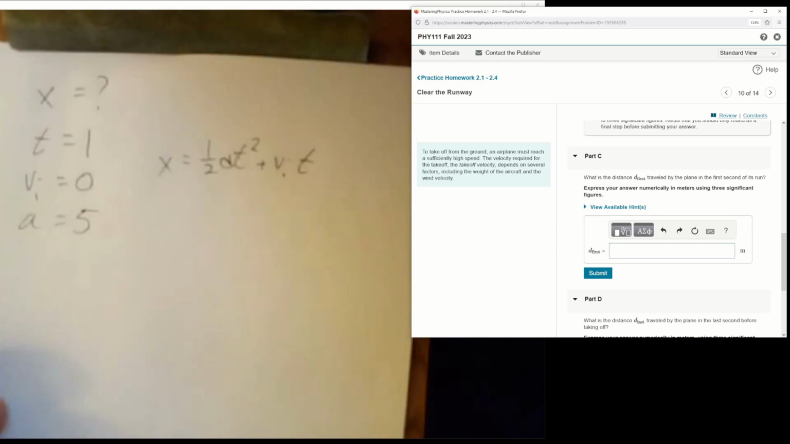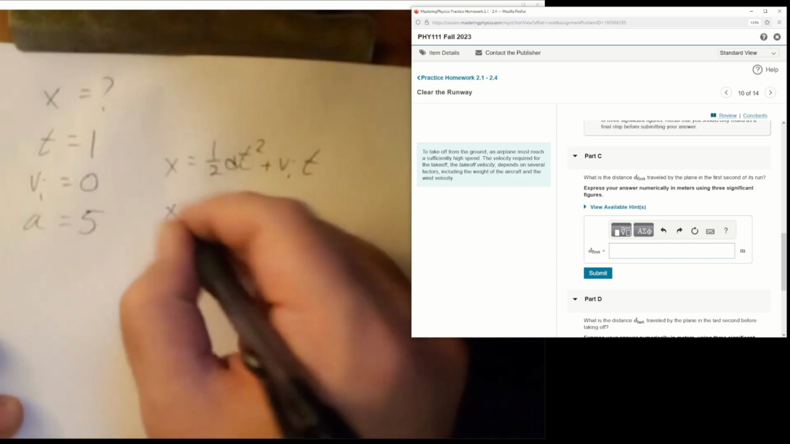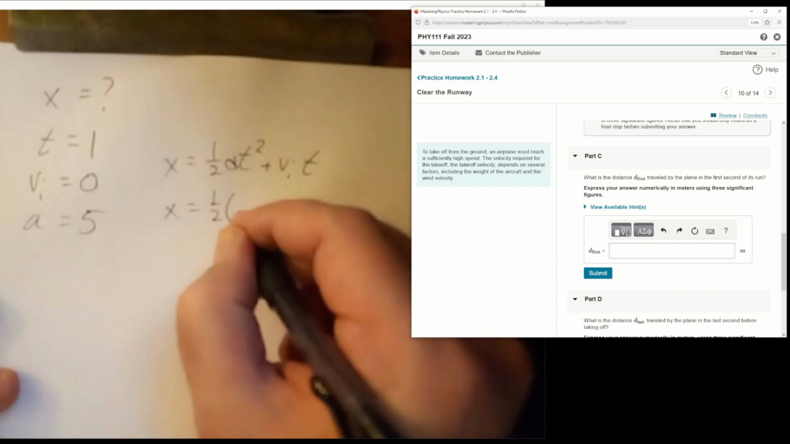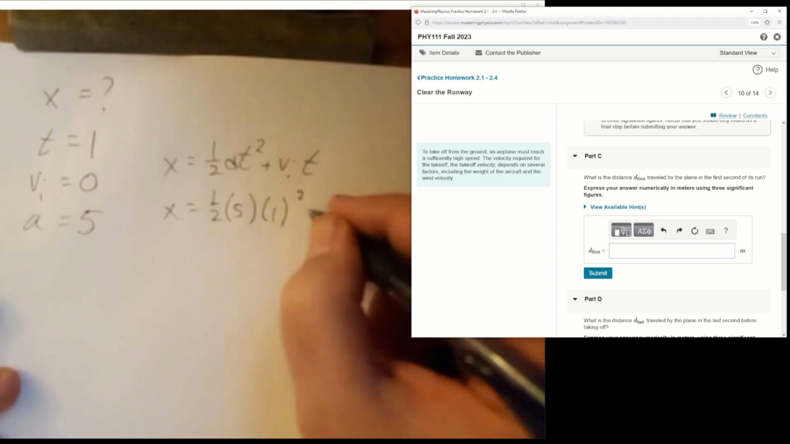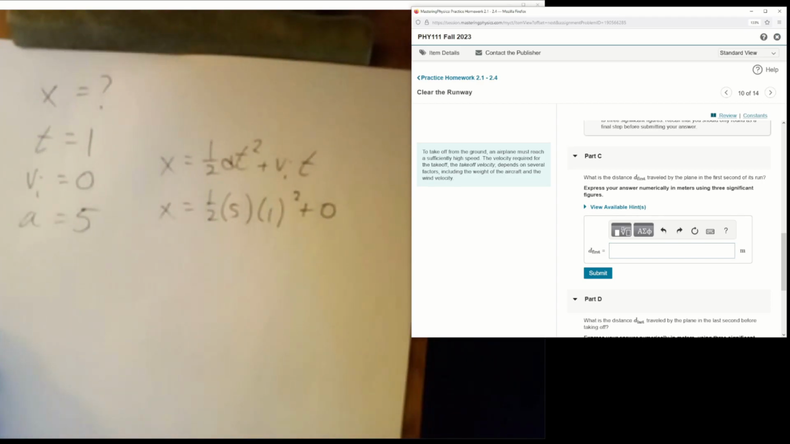And plug our stuff in. So now we're solving for x. We have an acceleration. We have a time. The initial velocity is 0. And so we get 5 halves.